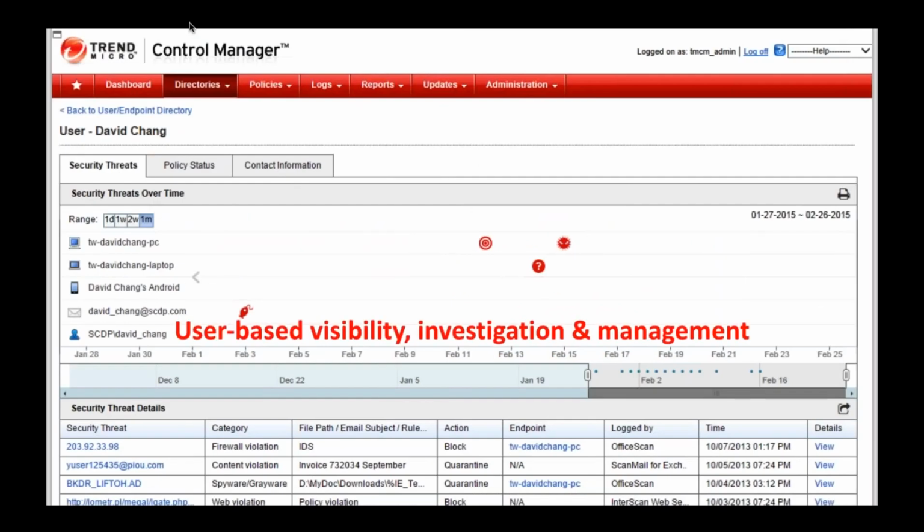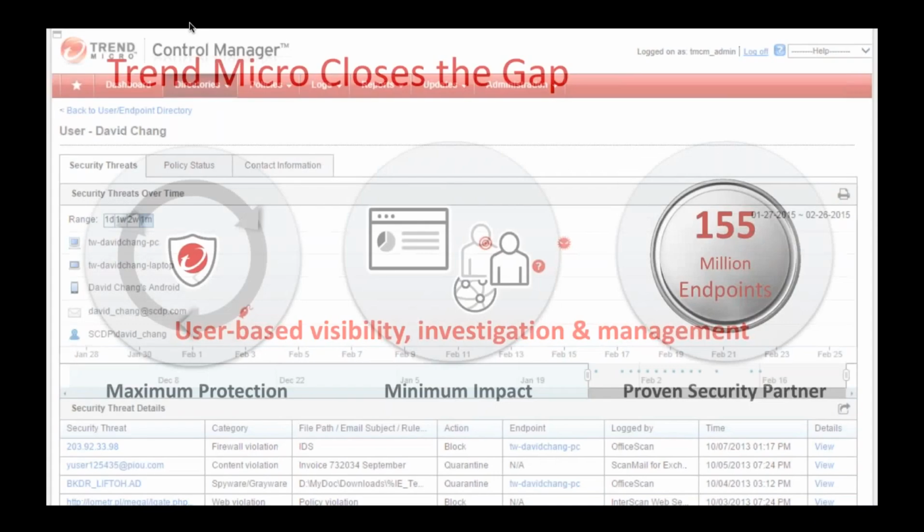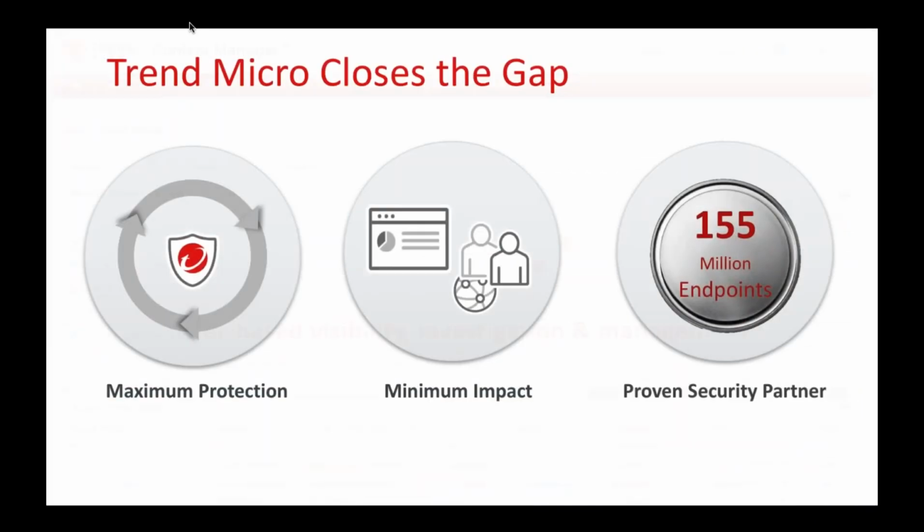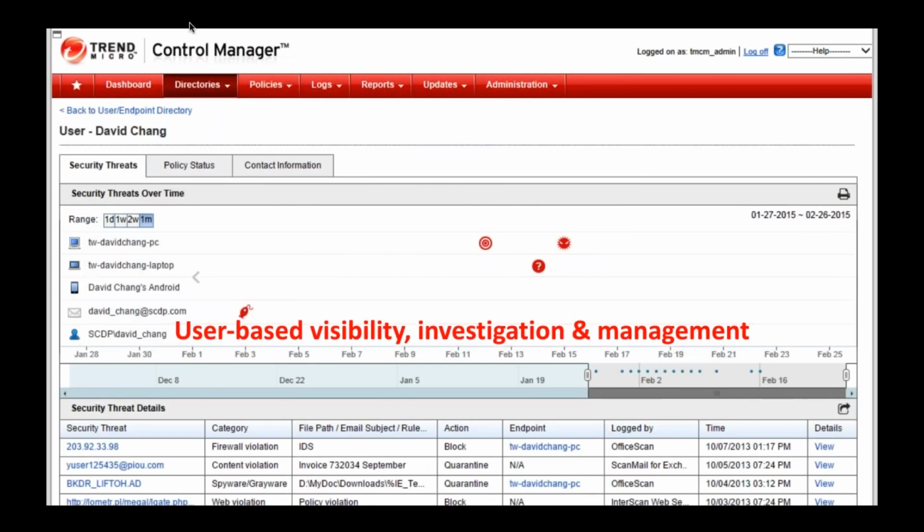We have user-based visibility as well on the investigation side of things, so we can actually delve right into individual users to understand exactly what they've got. So, for example, this one here, this chap by the name of David Chang, we know within this infrastructure on this screenshot that he has a PC, a laptop, an Android, and an email account. So you can understand that we can cross-reference all of his data points that he's using within the infrastructure, and then ultimately all the threats that he may have seen within all of those devices. So it's completely that centralized control.